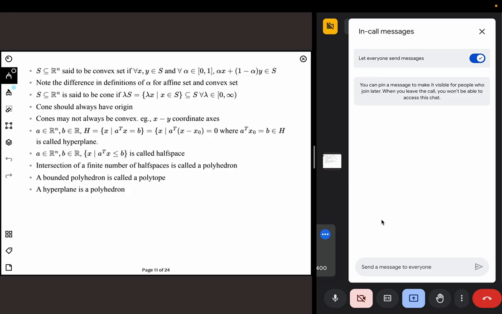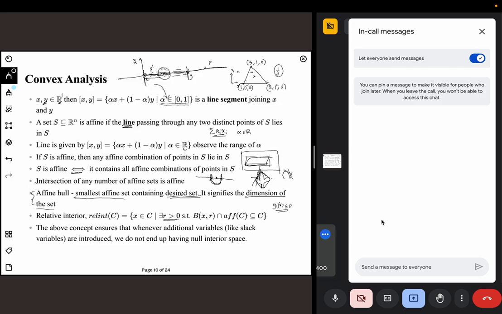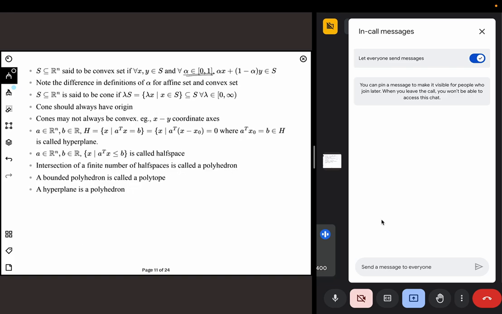The next one is the convex set. A particular set is called convex, with the same definition as an affine set. The only difference here is your alpha should be 0 to 1. In the affine set, our alpha can be any real number. But here we are restricting alpha to be between 0 and 1. So alpha x plus 1 minus alpha y should be a line segment. Then we call that particular set a convex set. Again, the difference is just with respect to alpha.